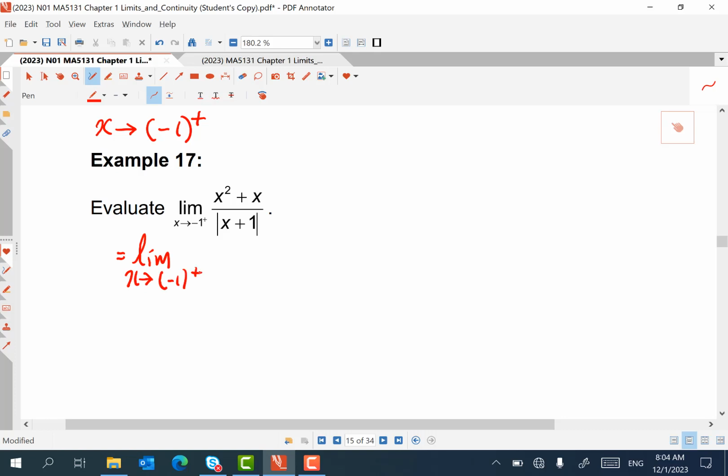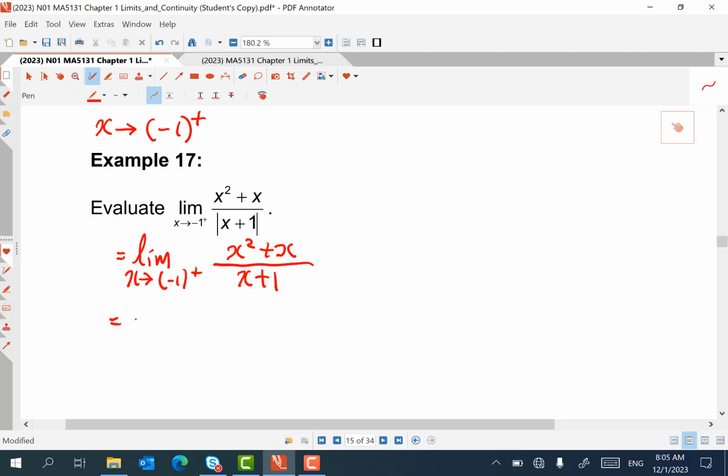Okay. Now, if x tends toward minus 1 plus, the numerator doesn't change. How about the denominator? Think of numbers which are minus 1 plus. What are they like? Negative 0.99, negative 0.999, counting. So if you think of such a number, then you know that the denominator is going to be positive. So this is going to be just x plus 1.